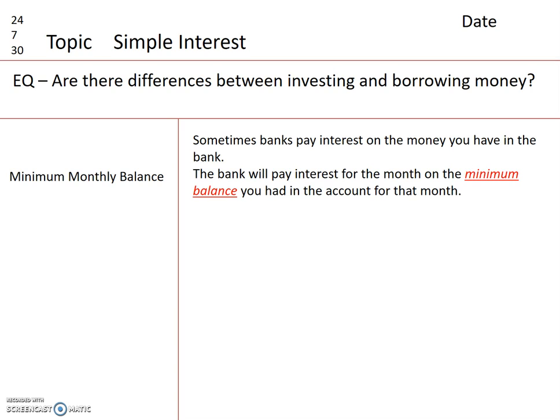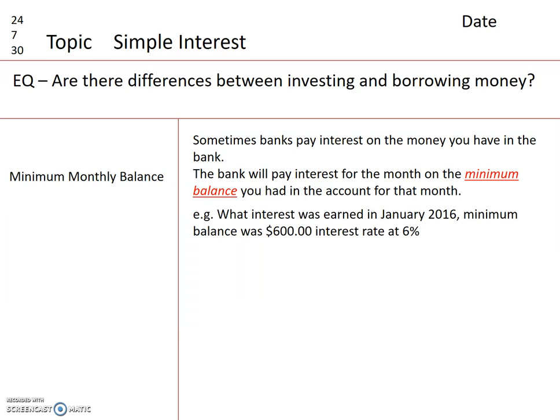One way to do it is the minimum monthly balance. The bank will pay interest for the month on the minimum balance you had in the account for that month. So if you put $1,000 in, but you took a bunch out and were left with $200, and you end up putting another $300 in, so at the end of the month you had $500 in your account, they would pay the interest only on the $200 because that was the minimum you had in there during the month.